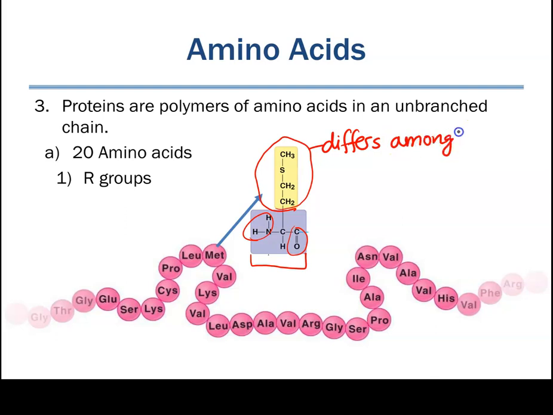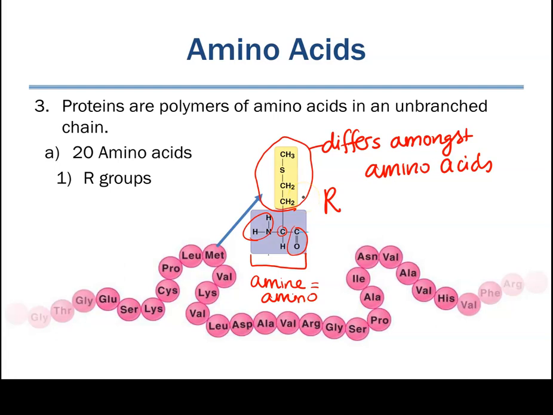amongst amino acids, called the R group. Now that R group is going to come off of this central carbon. The bottom here, the amine group, hence the name amino acid, is going to be the same. We've got the nitrogen and the carbonyl group. But those R groups are going to change.